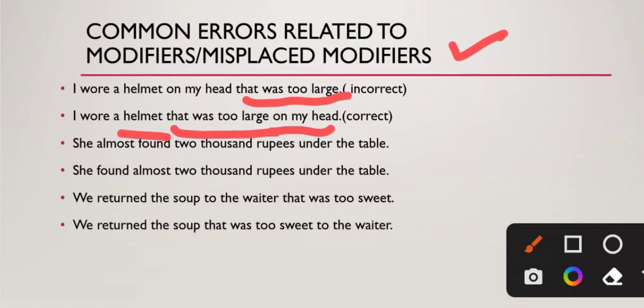She almost found 2,000 rupees under the table. This is also incorrect. She found almost 2,000 rupees under the table. So the meaning depends on the place. When we change the place, the meaning is changed. So this is correct. We returned the soup to the waiter that was too sweet. Was the waiter too sweet? No. This clause will be used with the soup. So we returned the soup that was too sweet to the waiter.